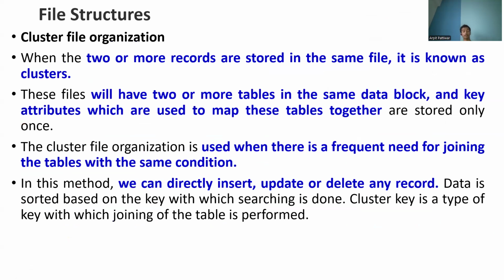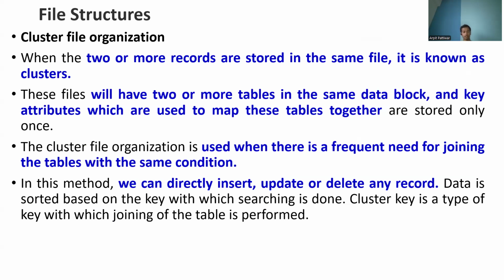Cluster file organization. When two or more records are stored in the same file in clusters, these files are known to have two or more tables in the same data block, and the key attributes which are used to map these tables together are stored only once. The cluster file organization is used when there is a frequent need for joining the tables with the same condition. In this method, we are using insert.